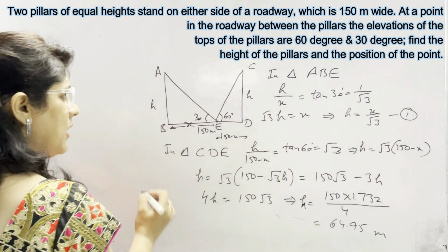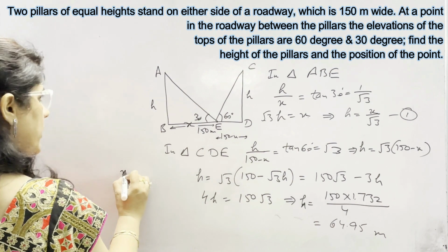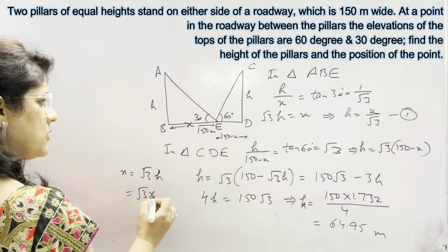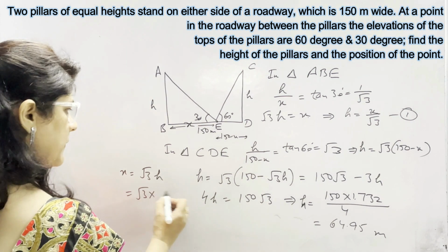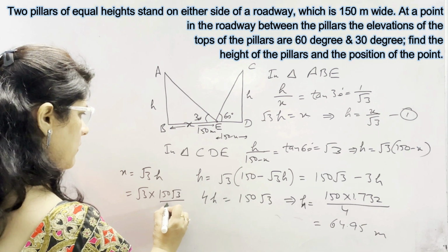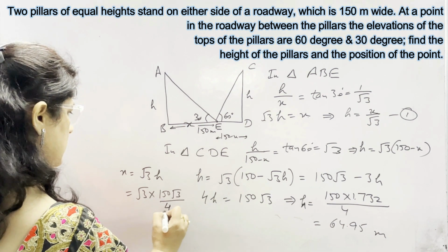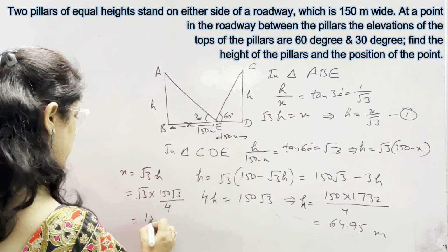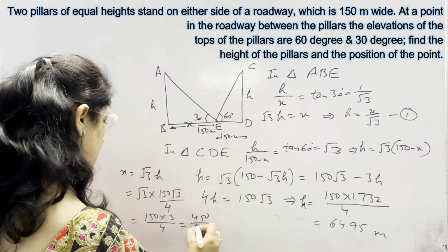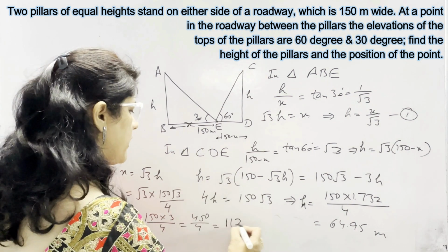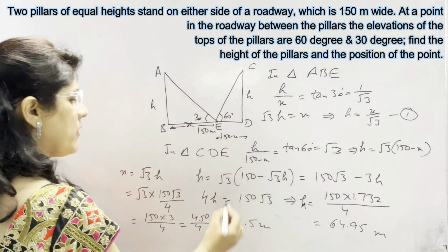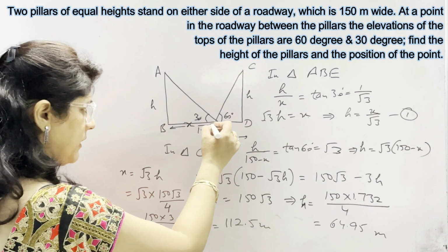Next, we need to calculate the value of this point. It means we need to calculate the value of x also. So x is equal to under root 3 into h, and the value of h we can take from here, 150 under root 3 upon 4. The total value is 150 into 3 upon 4, 450 upon 4, it means 112.5 meter. So the position of this point is 112.5 meter from one pillar.